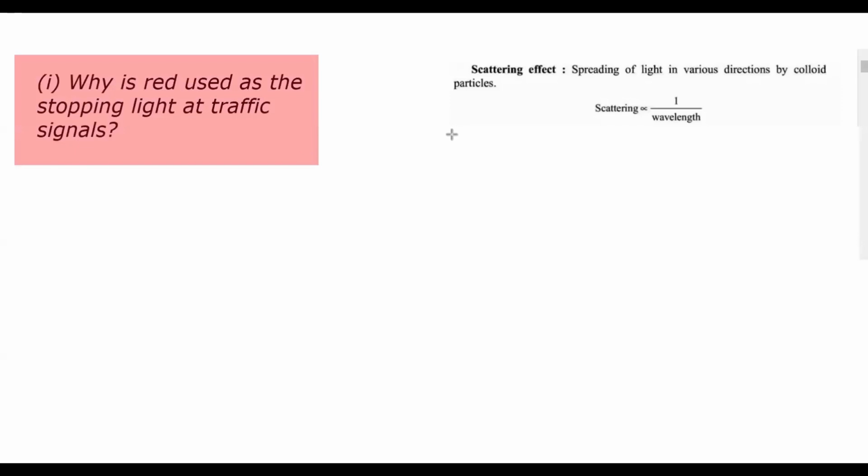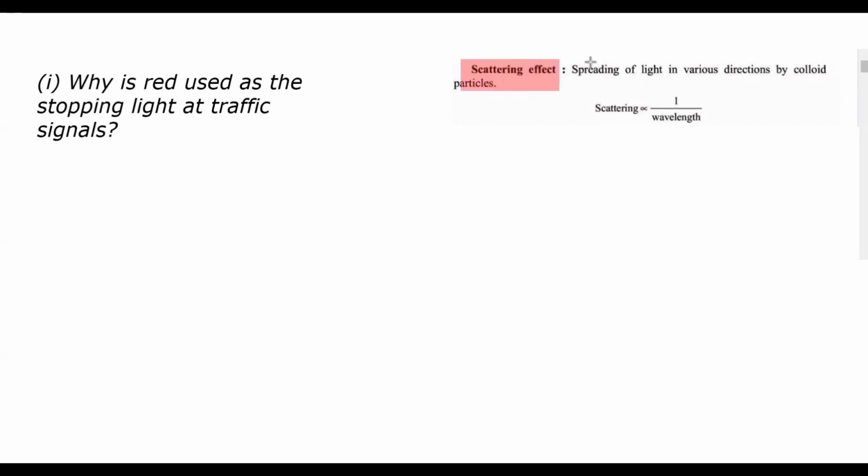The question here is why red color is used as the stopping light at a traffic signal. So all danger signals are marked red, and this is due to the scattering effect. What we know is that the scattering of light depends upon the wavelength. That means the scattering is inversely proportional to wavelength. So the higher the wavelength, the lower the scattering.